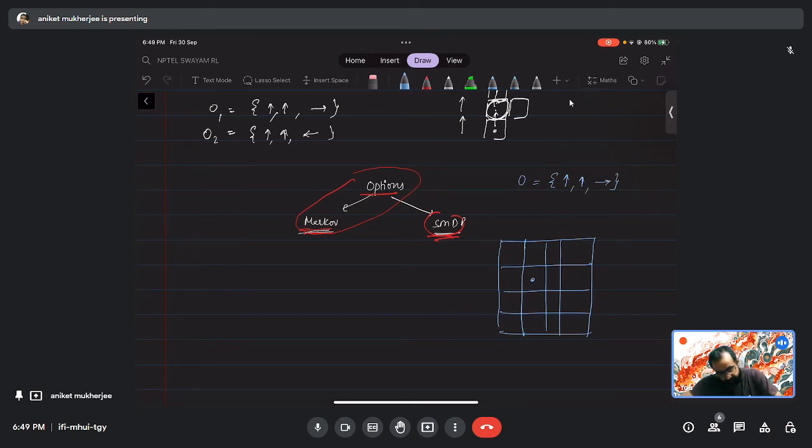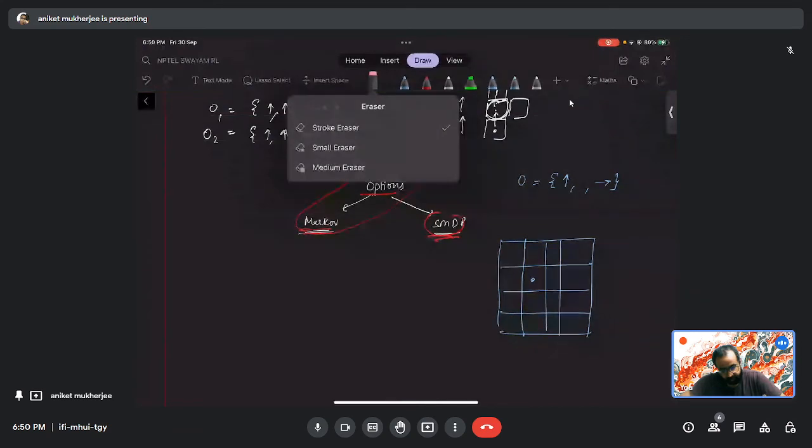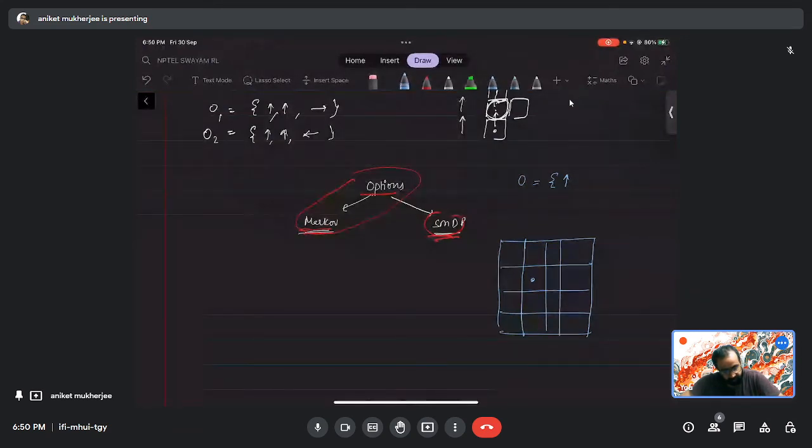Okay, I can't go up if I start here. See, I run into a problem because up, there is no up actually. So the state that I am in is not an initiation state for this option, so I can't use this option. So maybe I will change the option to up, left and down. That is a valid option for this state. So I go one step up.